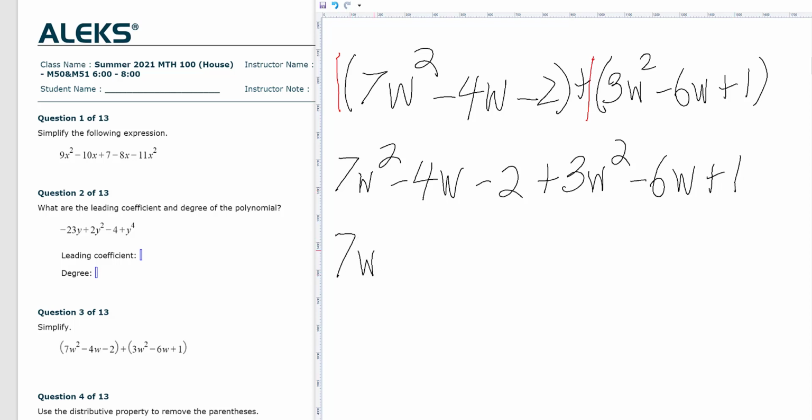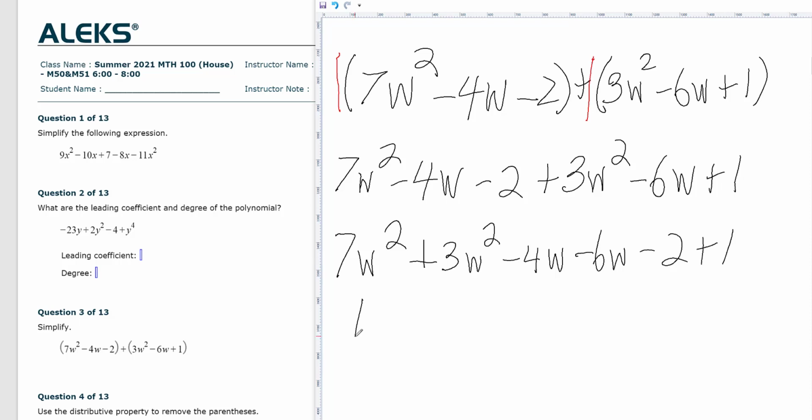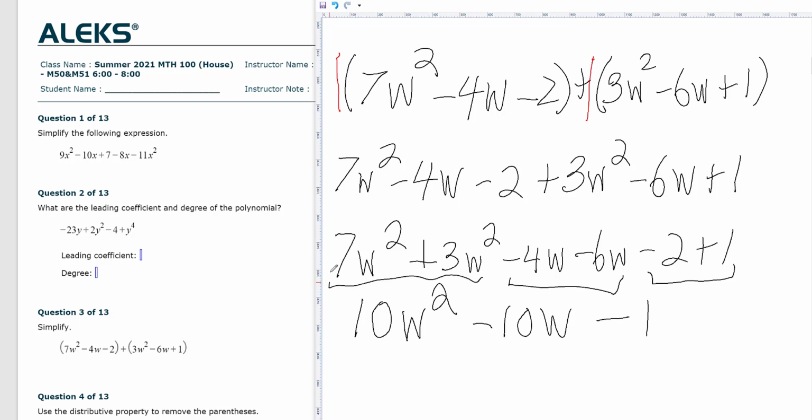Now I'm going to collect my like terms. 7w squared plus 3w squared minus 4w minus 6w minus 2 plus 1. Again, addition and subtraction, I can rearrange that if I'm careful and I keep the sign with the term. Combining the like terms, 10w squared, you don't add the exponents, you just add the coefficients, minus 10w minus 1. So I combine together the terms that are alike to get my final answer: 10w squared minus 10w minus 1.